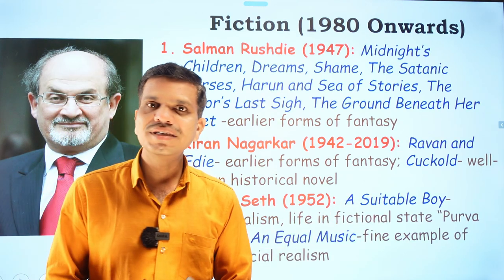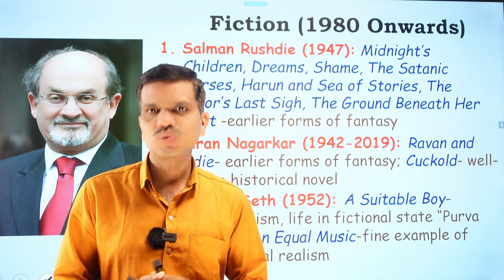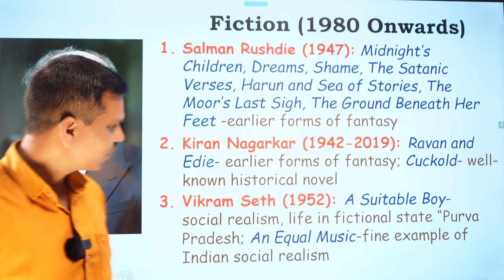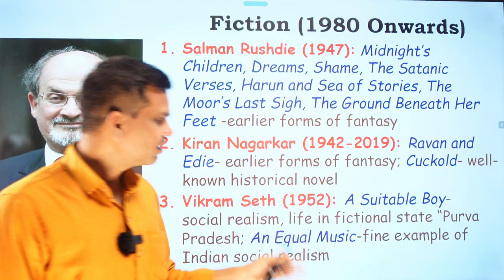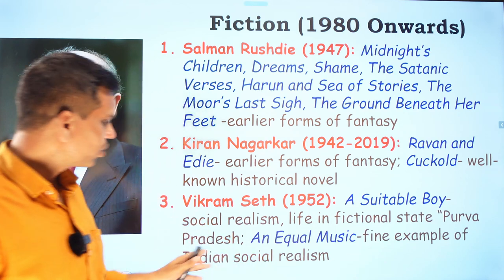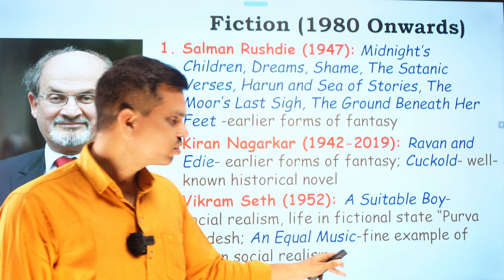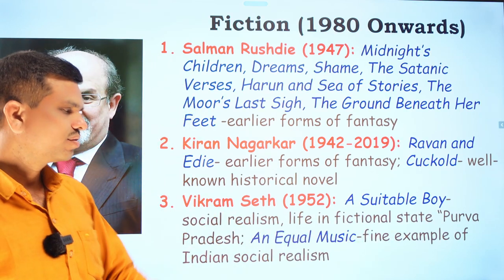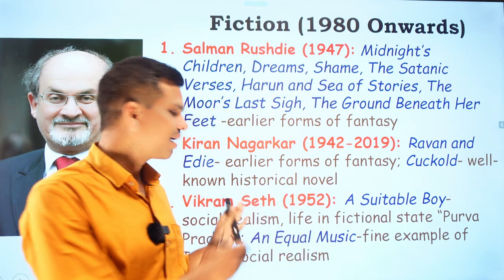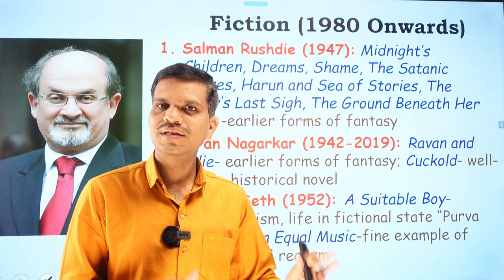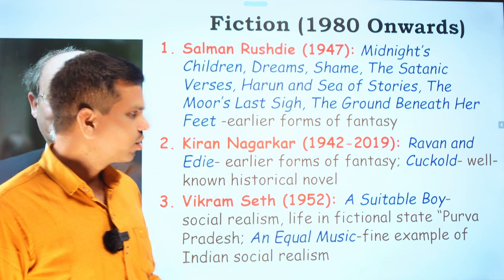Third, we have Vikram Seth, who composed A Suitable Boy. Vikram Seth is known as the presenter of social realism. We find a lot of social realism in his novels. He gave a new concept of social realism, and he delineated life in a fictional state like Purva Pradesh in A Suitable Boy. Then we have his An Equal Music, again a fine example of Indian social realism. So you have a new genre called social realism in the writing of Vikram Seth, and you can study him as a social novelist who depicts social realism in his novels.